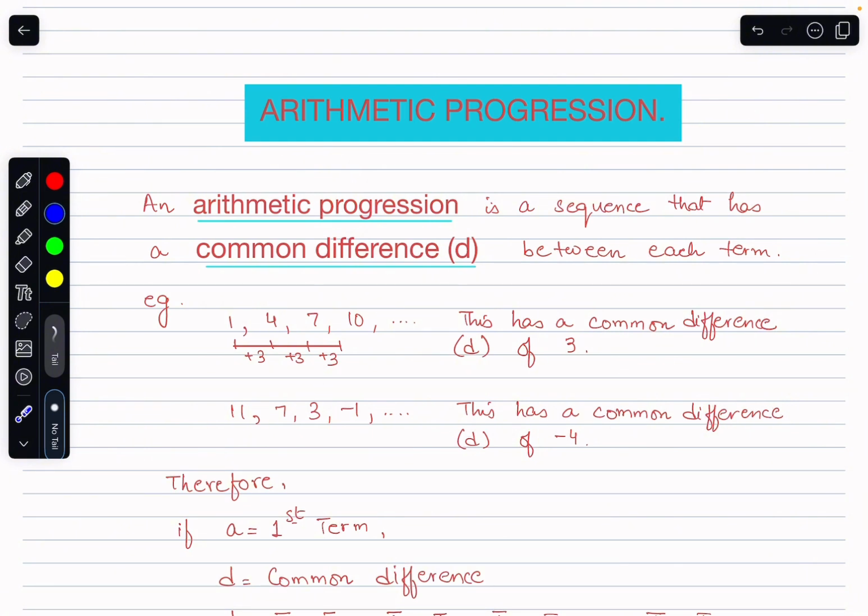Another example, 11, 7, 3, negative 1. Now this is a decreasing sequence. 7 minus 11, that's negative 4. Here again, it's a negative 4. Again, it's going to be a negative 4. So for each term, I can see a negative 4 is getting added to the previous term. Therefore, I can say it has a common difference d of negative 4 here.